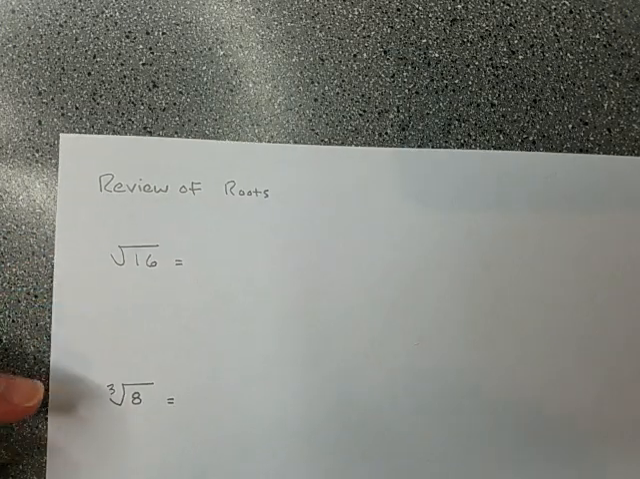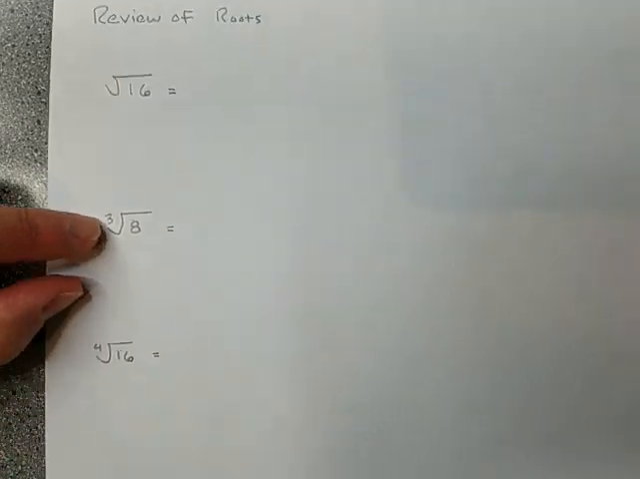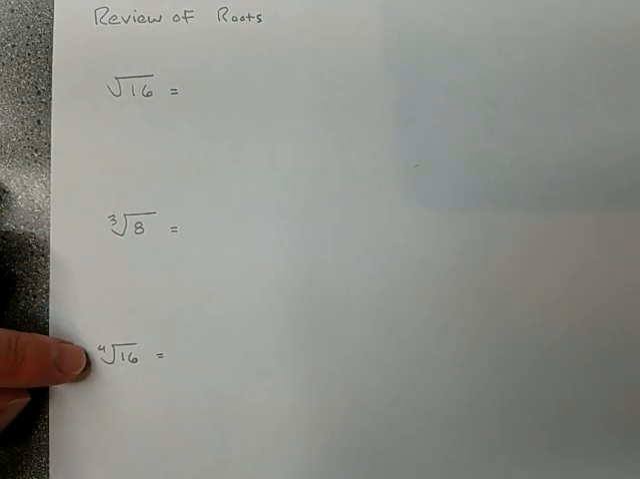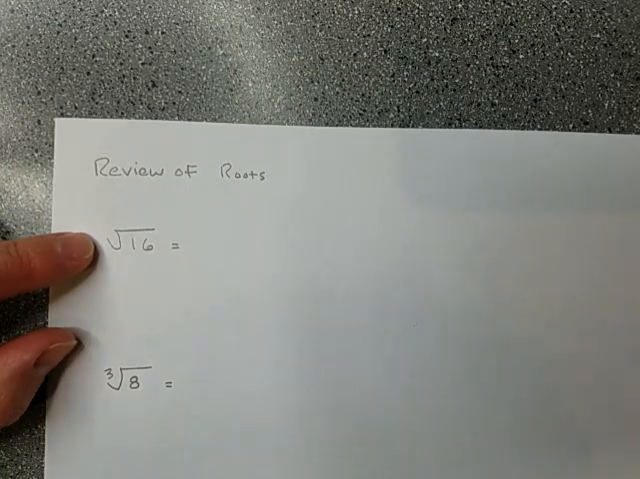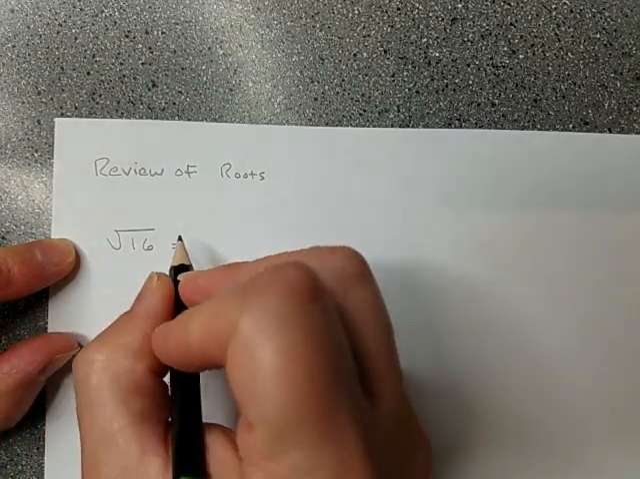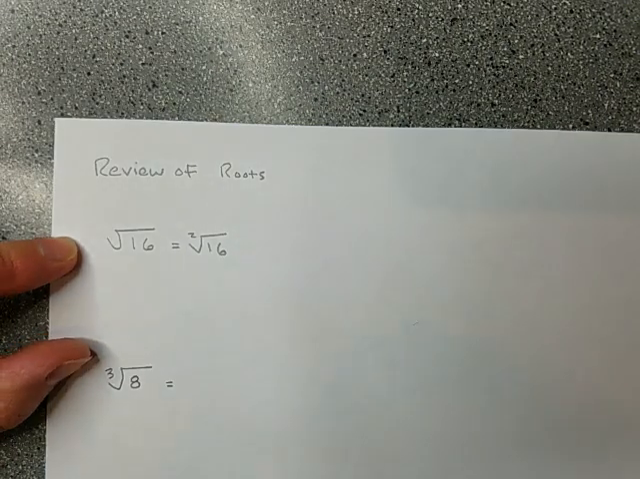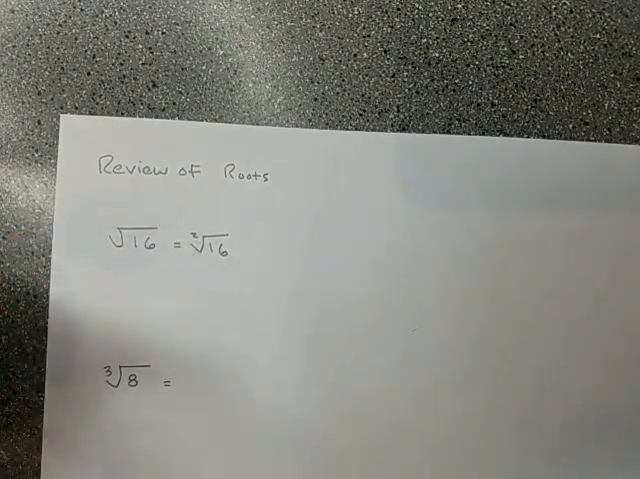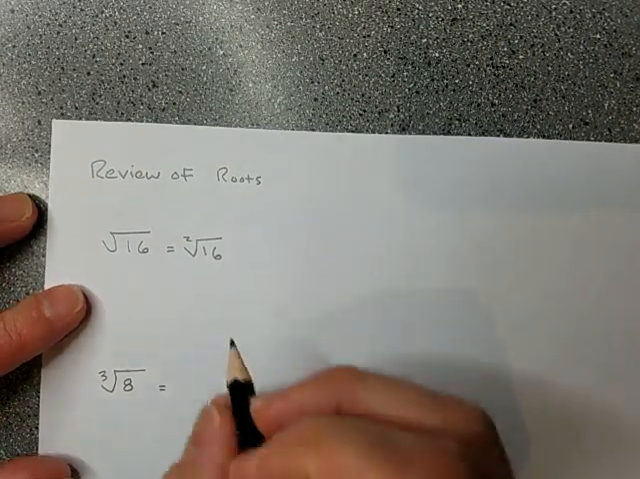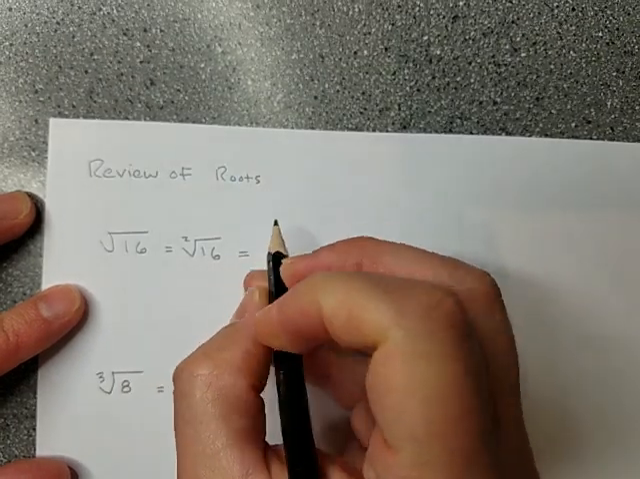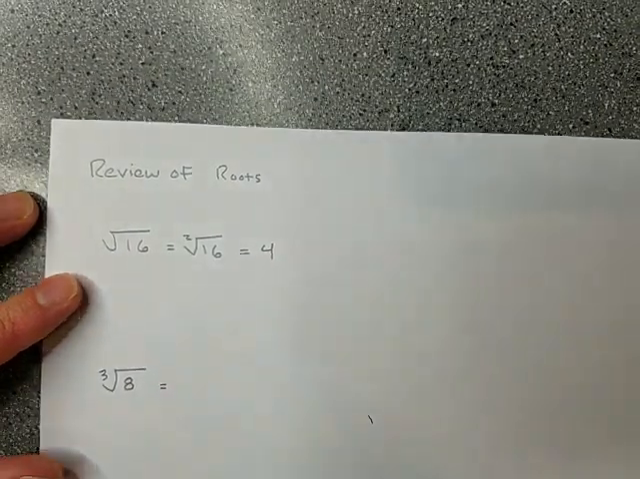First of all, notice how we put this number right there indicating what root we want. And if I don't put anything there, then that means the square root. If you want to write a 2, you can. It'd be a little bit odd to do that, but there is a number there. It's just understood to be 2. What's the square root of 16? The square root of 16 is 4, okay?